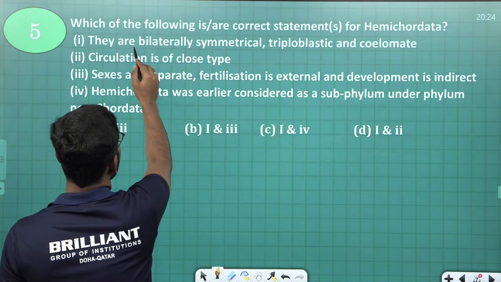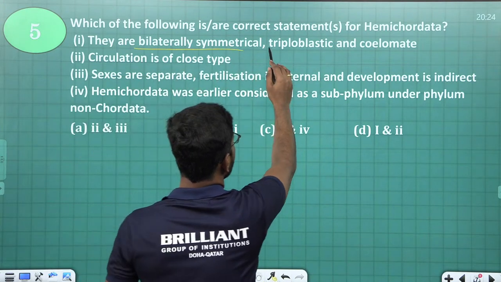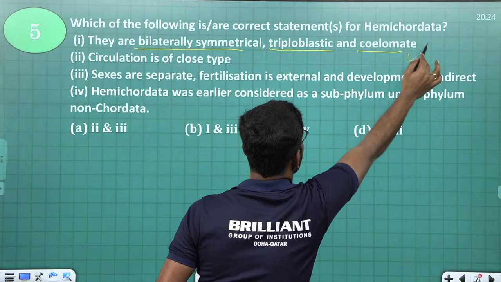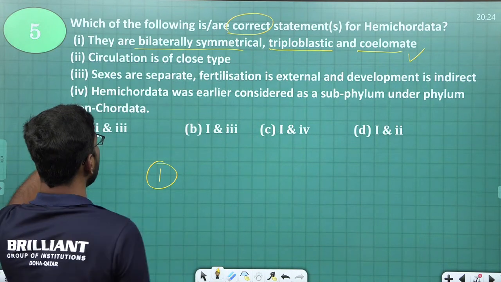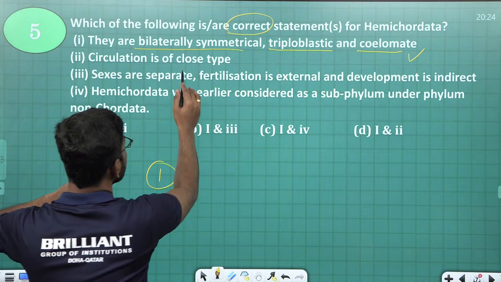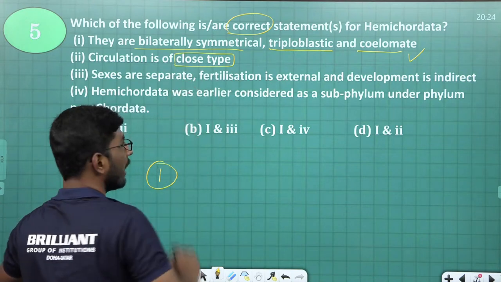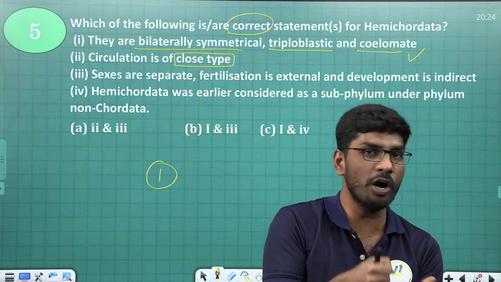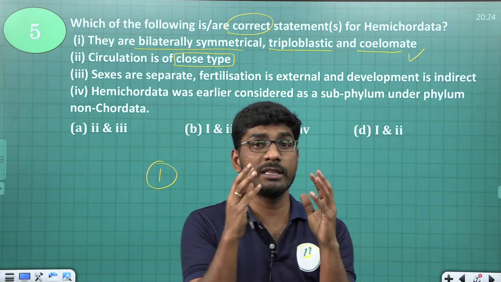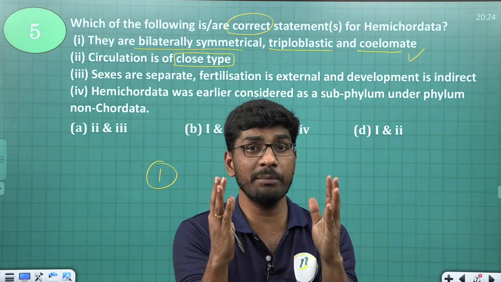Look here, they are bilaterally symmetrical, absolutely correct. Triploblastic, correct. Coelomate, correct. What is the actual correct statement they're asking? The first statement is correct, beta. The circulatory system is closed type of circulation is given. Hemichordata, what type of circulation? That in the class I clearly mentioned, beta.